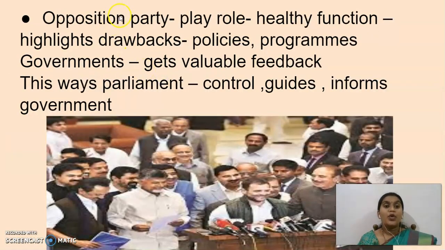See, the opposition party, this is very much important, children. The role of the opposition party plays a major role here. If the ruling party is going wrong, or the decisions which it is taking are not good for the society, this opposition party has the right to question them.